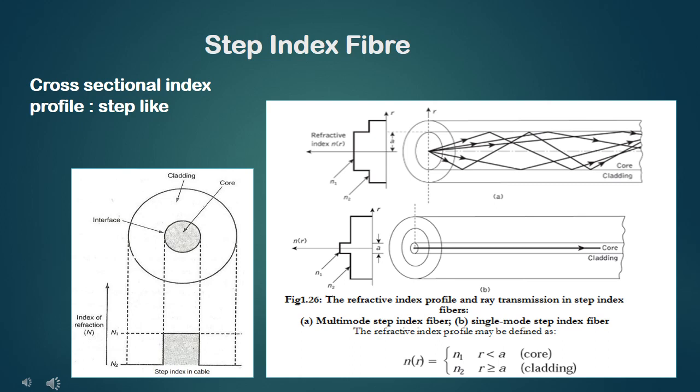This can be seen from the cross-sectional index profile of both a single mode step index fiber and a multi-mode step index fiber in the right side figure. Here in the figure, on the left side, I have plotted the refractive index along the x-axis and the radial distance from the core along the y-axis. You can see that the refractive index remains constant throughout the core diameter, and then abruptly decreases at the core-cladding interface, remains constant throughout the cladding, and then again abruptly decreases at the cladding-air boundary. So due to this step-like profile, it is called a step index fiber.